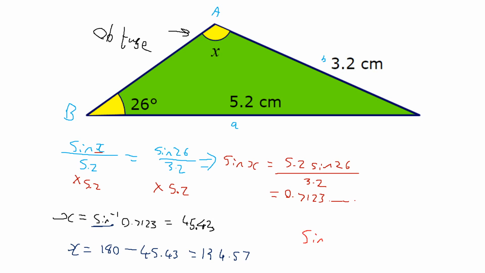And we know this is true because sine 134.57 should be equal to 0.7123, whatever. So whenever it's obtuse and you're using sine rule, you do 180 minus ans.